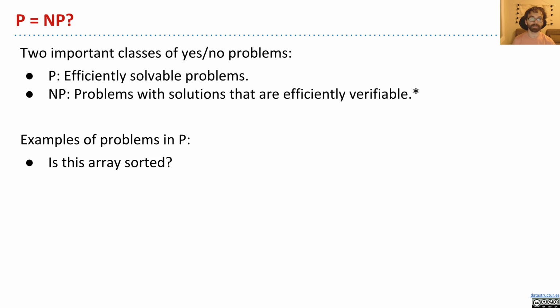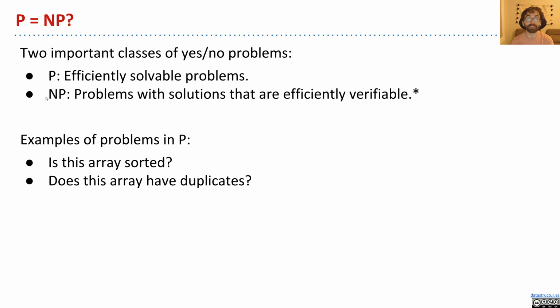Here are some problems in P. Is this array sorted? That's very efficient to solve. How about, does this array have duplicates? Well, that's also a very efficient problem to solve. Now you'll notice something important. These problems I'm stating are yes-no problems. Okay, that's just how P and NP are defined.